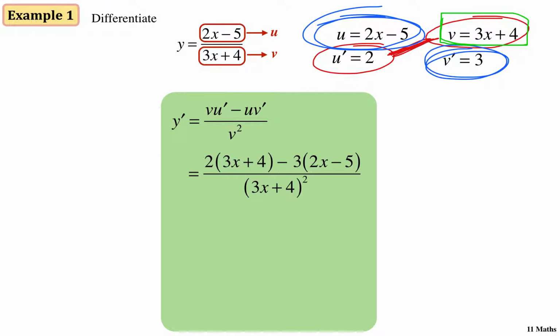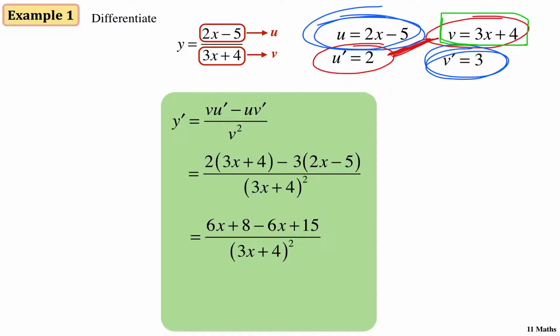Now we don't worry about expanding the denominator. Never times that bottom part out, but let's expand the top parts out. 2 times 3x is 6x. 2 times 4 is 8. Negative 3 times 2x, negative 6x. Negative 3 times negative 5 is positive 15. And so we'll get that answer of 6x plus 8 minus 6x plus 15.